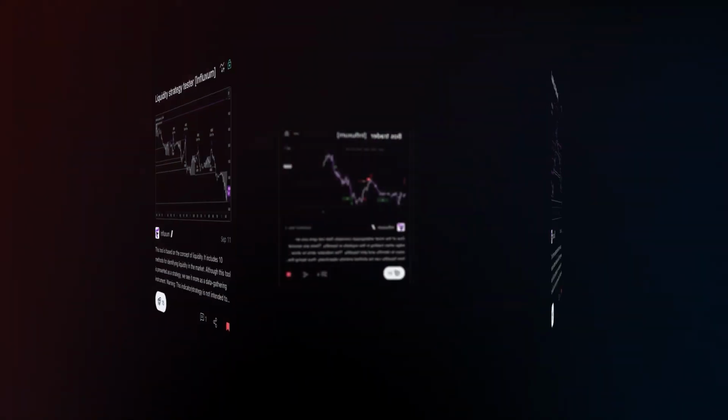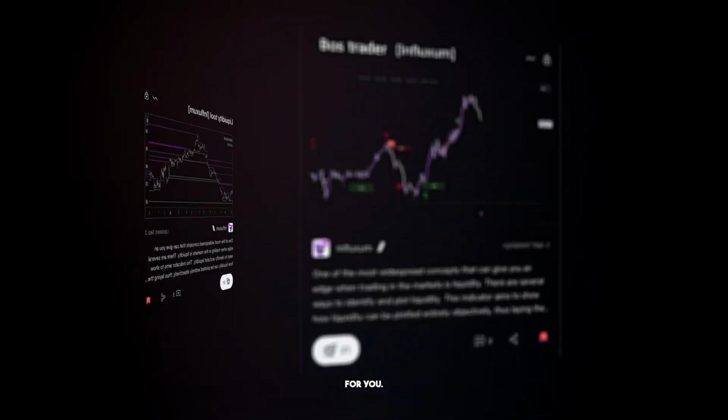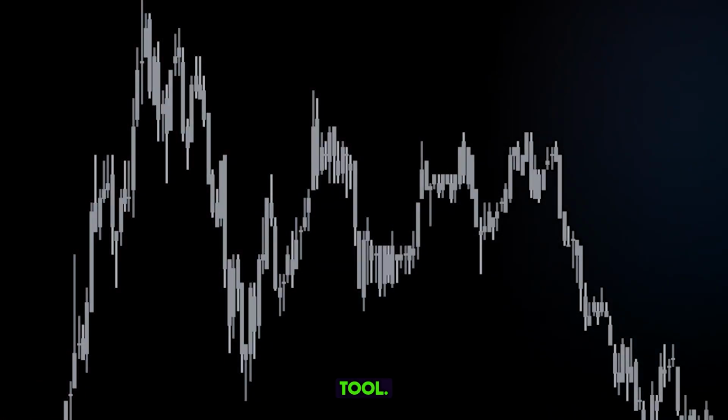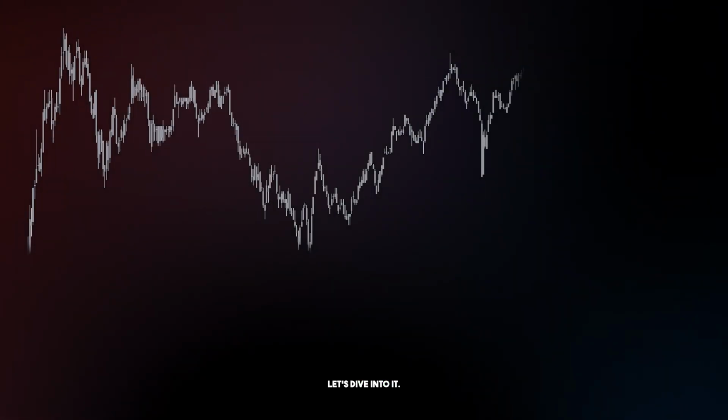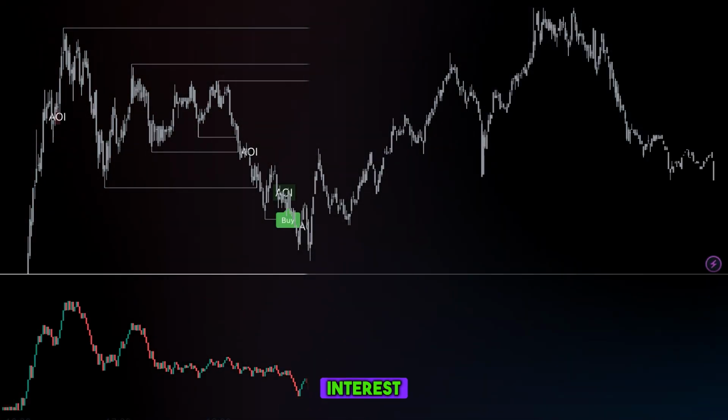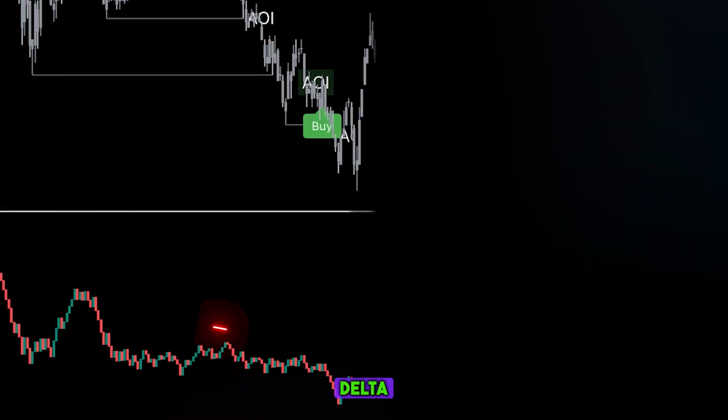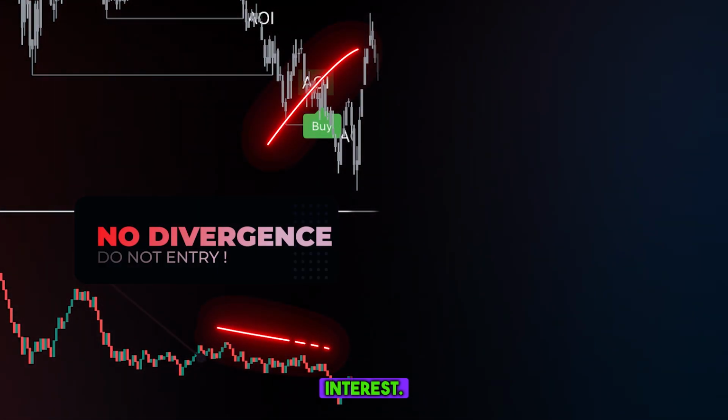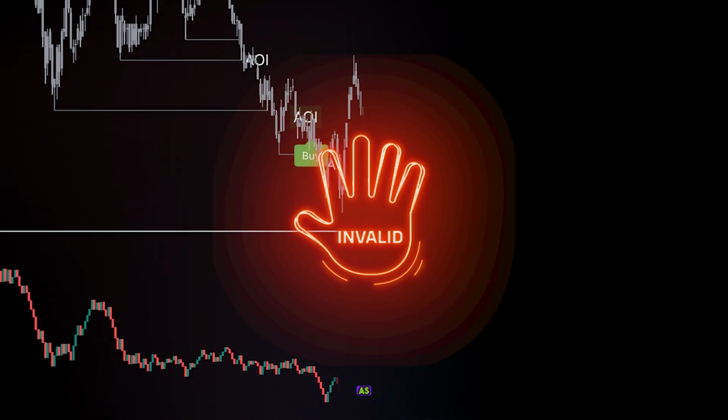This special technical tool analyzes the market for you. Let us show you the best strategy for this tool. Let's dive into it. Wait for the AOI zone of interest to be created. Watch if a delta divergence has occurred in the zone of interest. If not, we consider this zone as invalid.